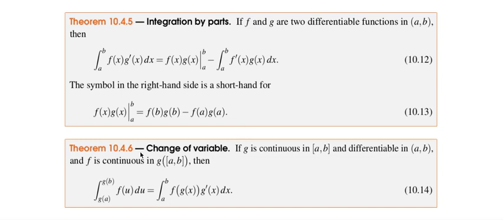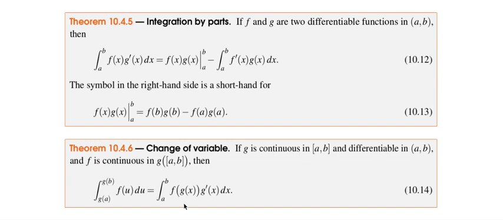And then the change of variable. If g is continuous in [a,b] and differentiable in open (a,b), and f is continuous in the mapped image, g of the closed interval [a,b], then we have that the integral between g of a and g of b of f is the same as the integral between a and b of f at g times g prime.